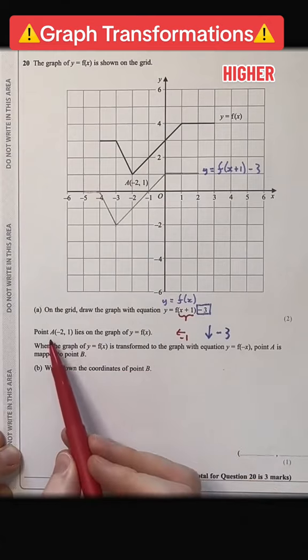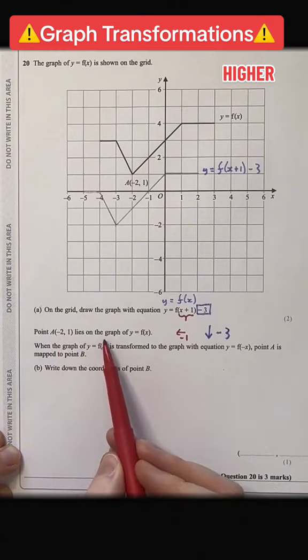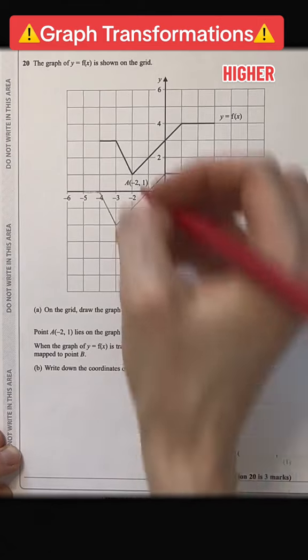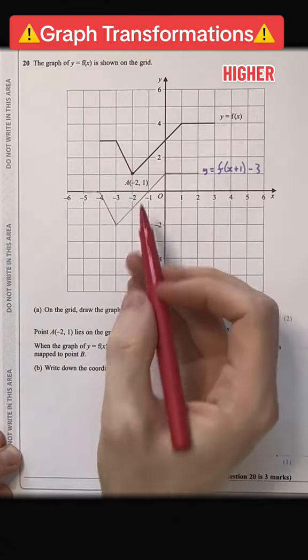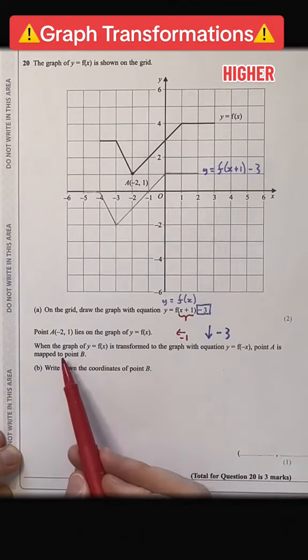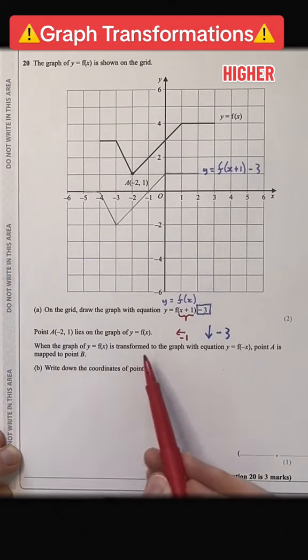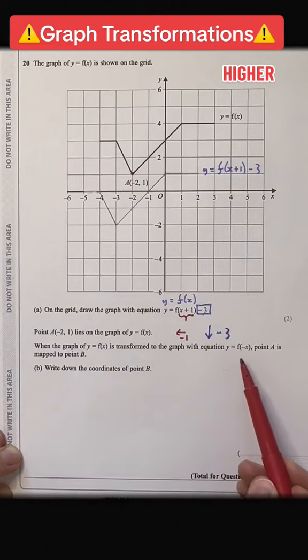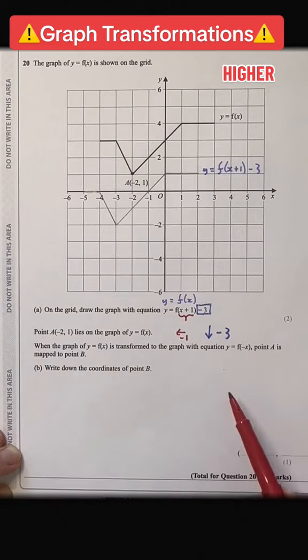We're now told the point A, negative 2, 1, lies on the graph y equals f of x. That was our original graph, y equals f of x. That's our point A, negative 2, 1. When the graph of y equals f of x is transformed to the graph where equation y equals f of (negative x), point A is mapped to point B. Write down the coordinates of point B.